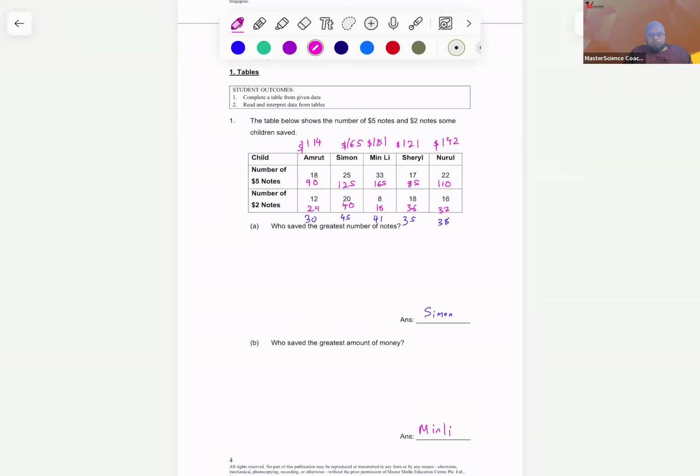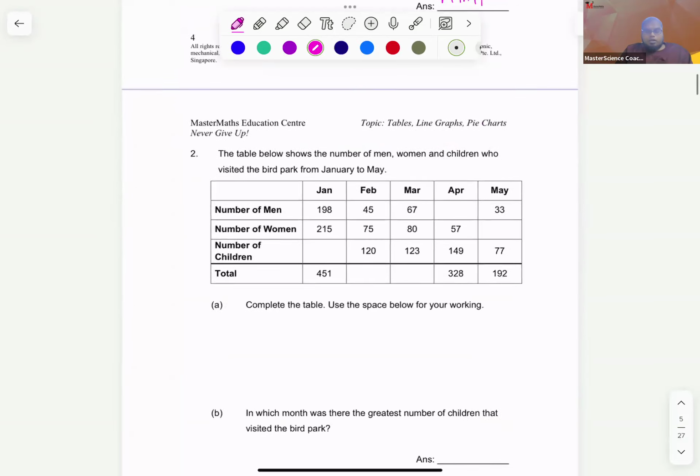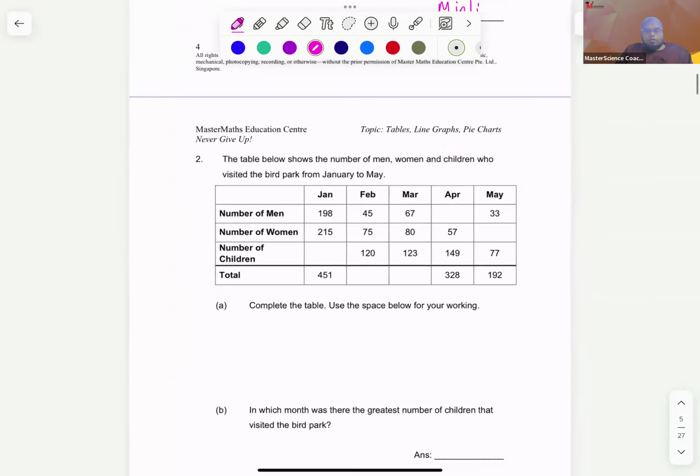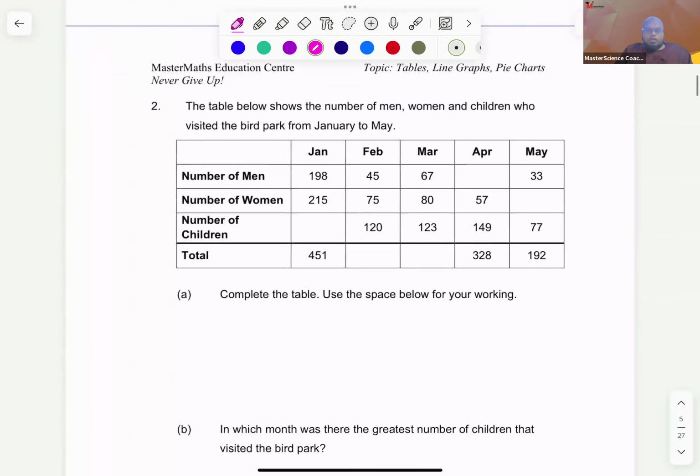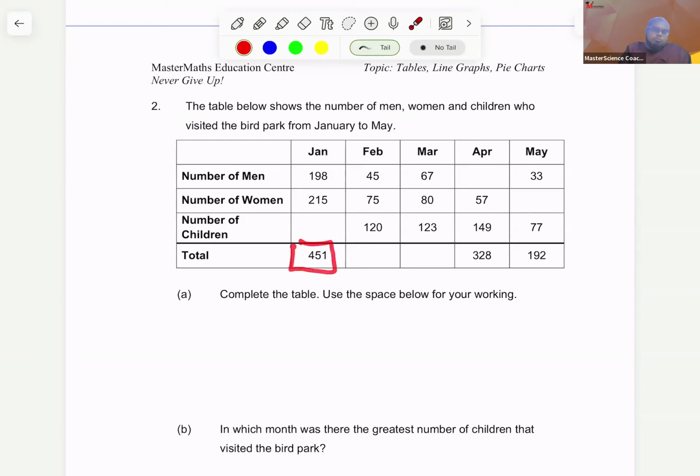Okay, now we got to question 2. Question 2 is also another table question. Okay, a table, but we must understand what the table is trying to tell us here. The table below shows the number of men, women, and children who visited the bird park from January all the way to May. Okay, so January, they give you the total here, but we are missing the number of children.